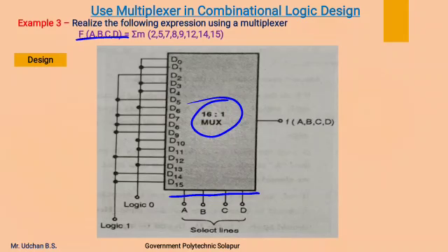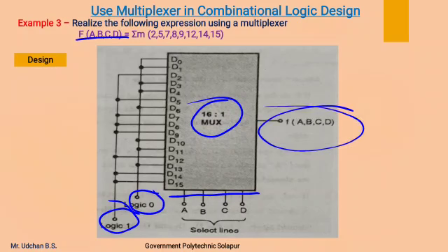Now out of the 16 inputs we are going to connect 2, 5, 7, 8, 9, 12, 14, 15 to logic 1, and all the remaining inputs are connected to logic 0, and this is our final output. This is how we can construct a combinational logic design for the given SOP expression by connecting the decimal numbers available in the equation to logic 1 and all the remaining numbers to logic 0.